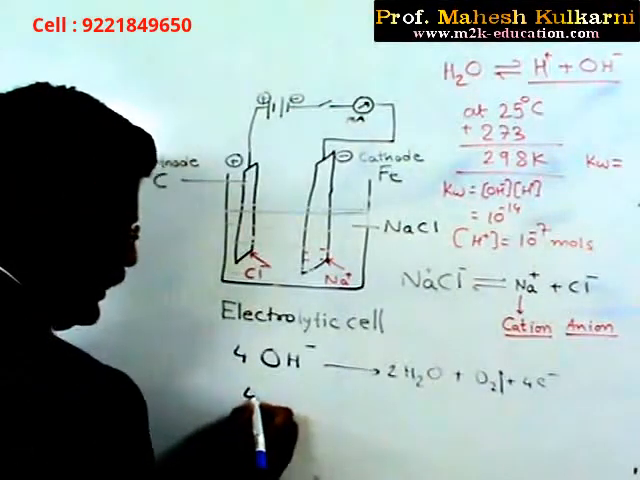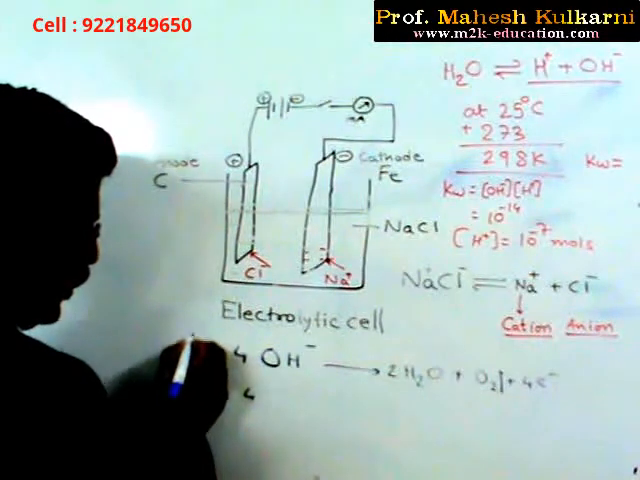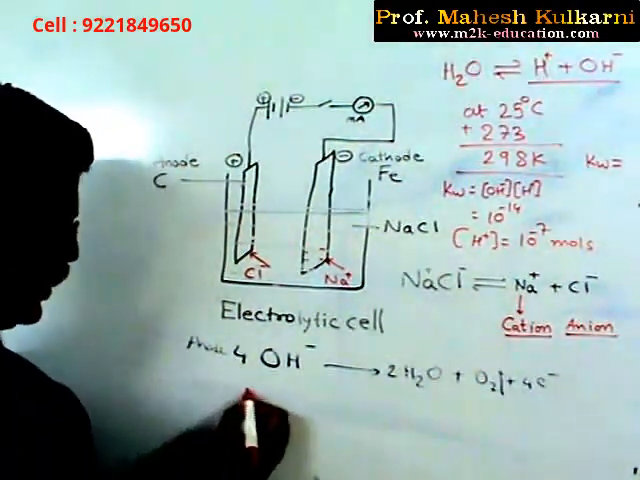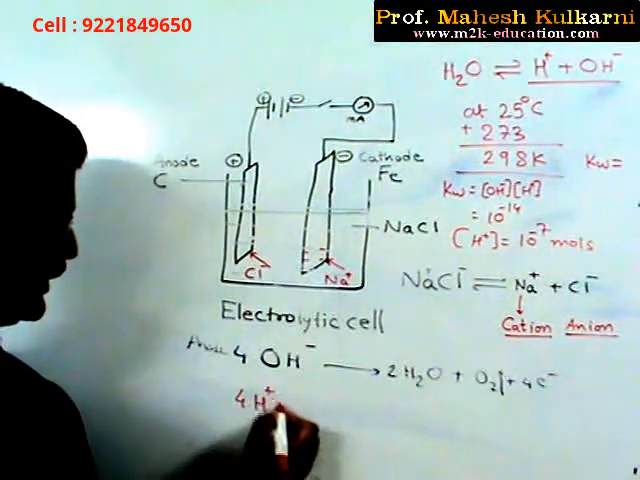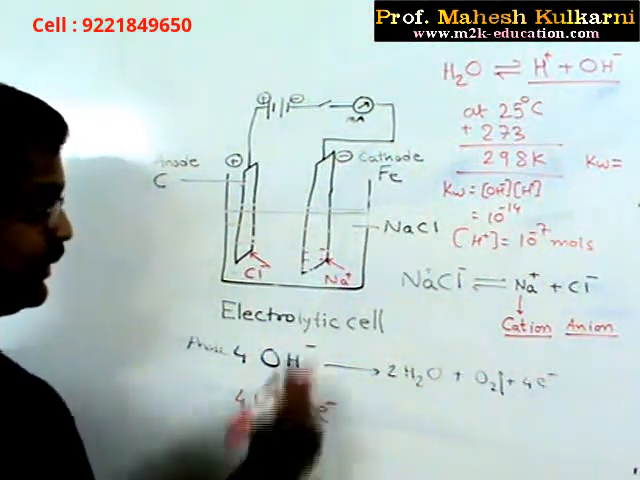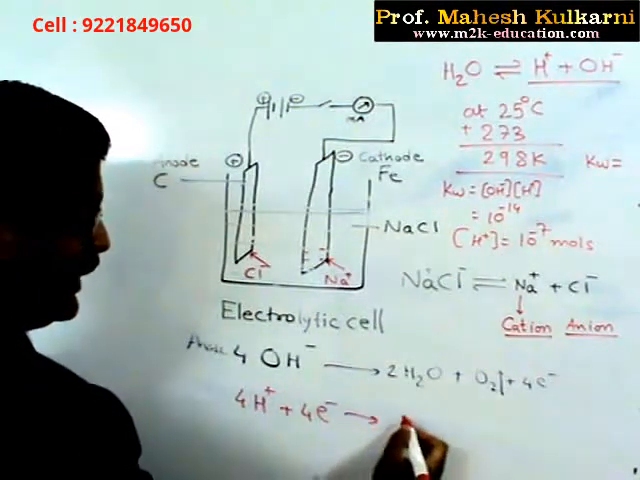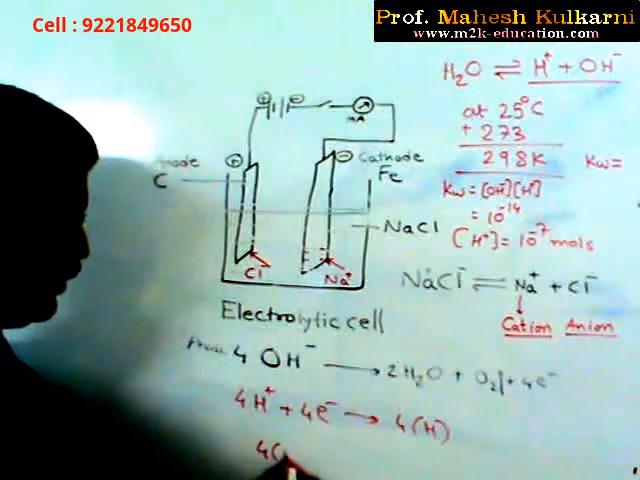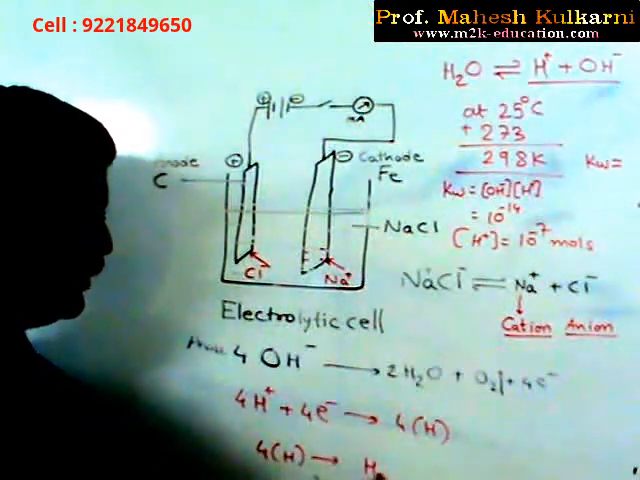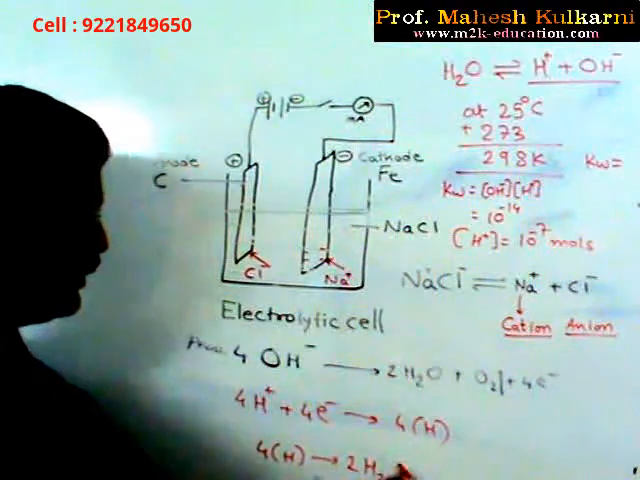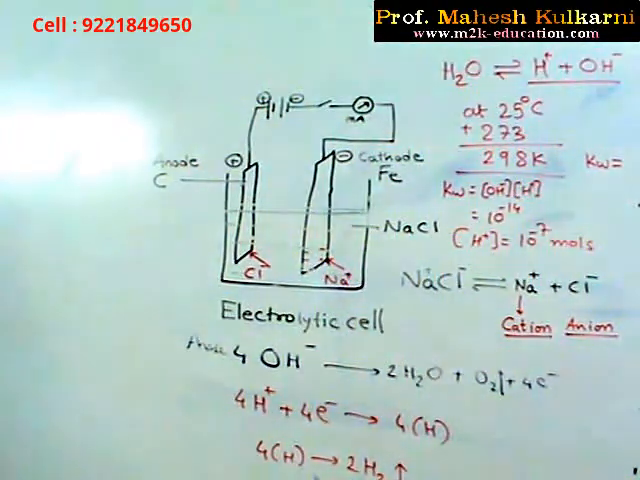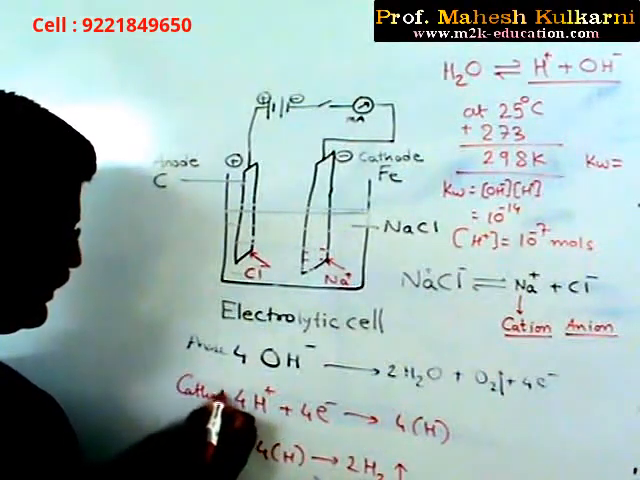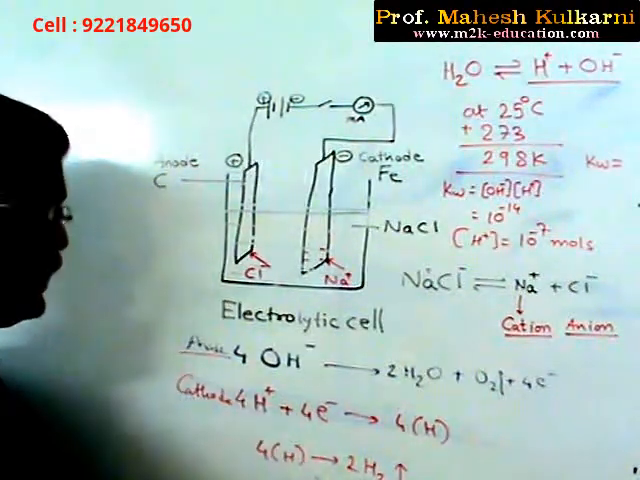This is the reaction on the anode. So at the cathode, 4 H plus plus 4 electrons. The cathode is donating electrons, so we get 4 nascent hydrogen. These 4 nascent hydrogen will combine to give hydrogen gas. So 2 H2, and that is balanced out. So this is the reaction at the cathode, and this is the reaction at the anode.